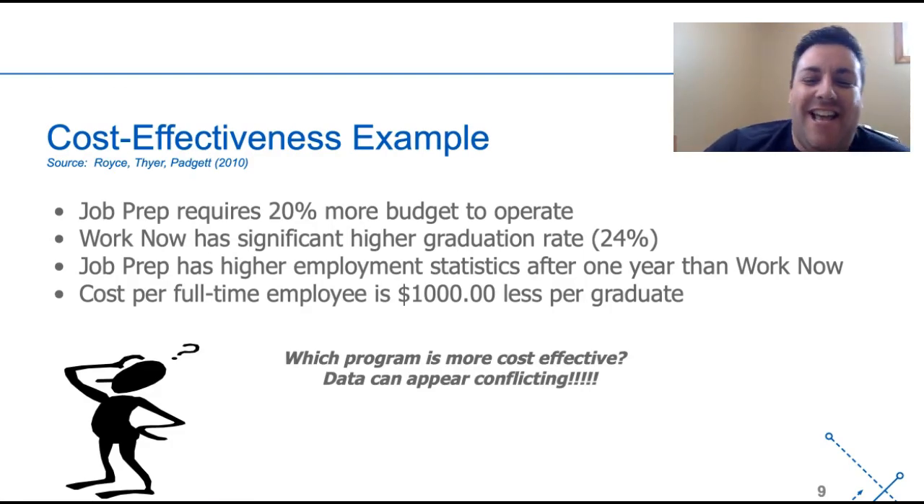So let's just take a look at a couple of things real quick. Job Prep costs 20% more in terms of budget. Work Now, on the other hand, had a much higher graduation rate. Its graduation rate was 24% higher. However, Job Prep has a higher employment statistic after 1 year than Work Now does, and their cost per full-time employee is about $1,000 less per graduate. So how do we determine which is more effective here when these data appear conflicting?